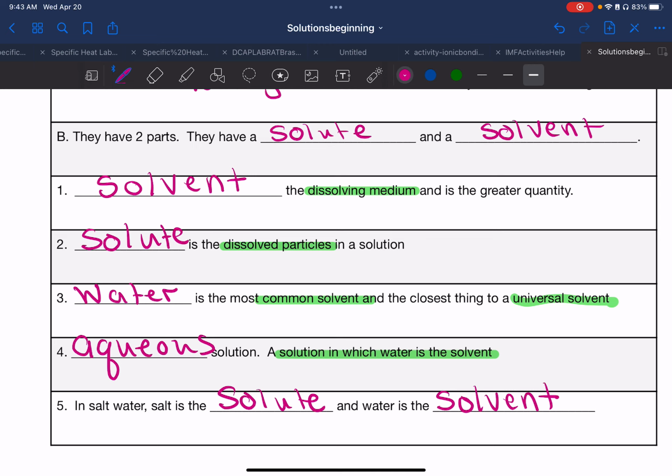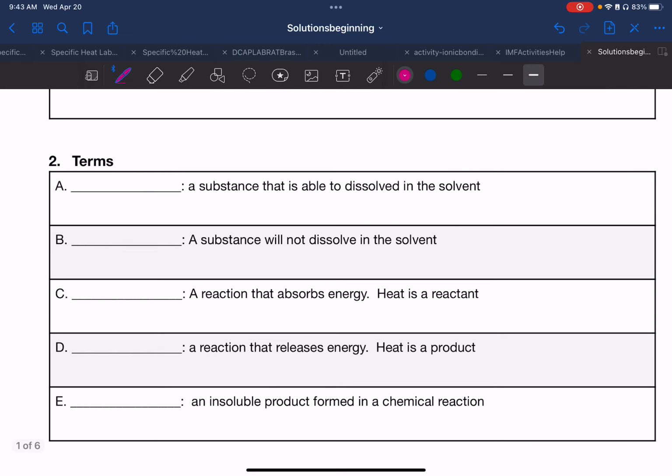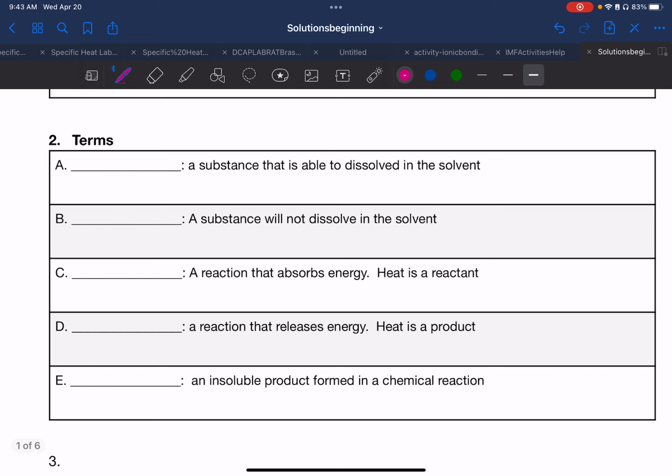Okay. Some more terms. A substance that's able to be dissolved, we're going to call that soluble. Yet they're not able to dissolve, insoluble.